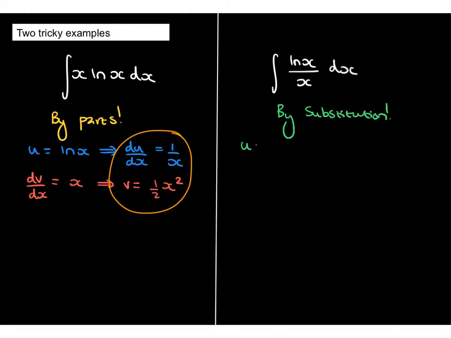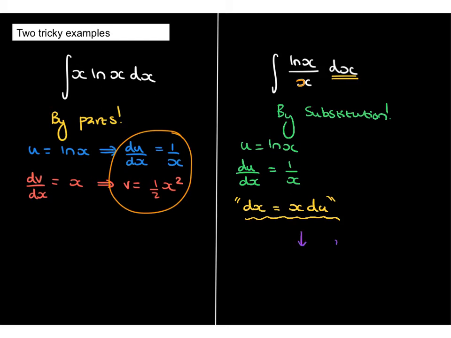Now, in the second example, we need to do this by substitution. We would let u equal ln x, which then gives you du by dx equals 1 over x. And when you then do the fake rearrangement, you get dx is equal to x du, and you can see by replacing dx with this, you will cause a cancellation with this x in the denominator, and your integral ends up being of the format the integral of u du, which is a very easy integral to perform. Have a go at both of these integrals using the suggested techniques.